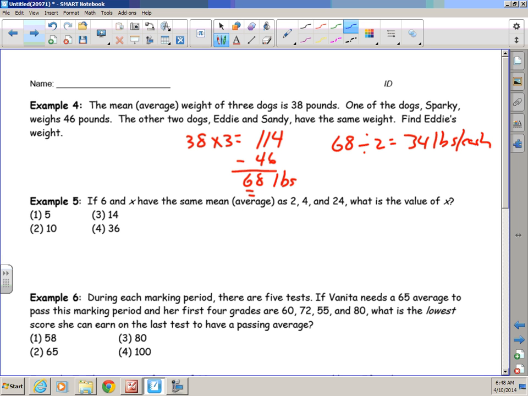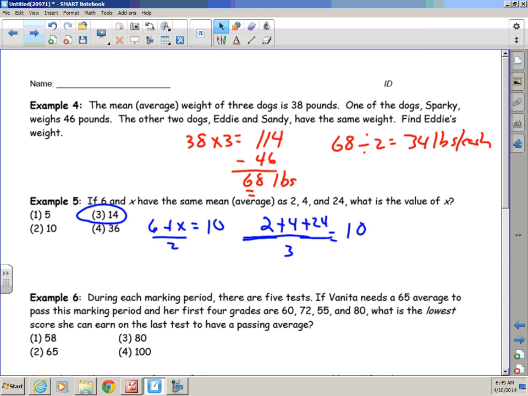Okay? If 6 and x have the same mean as 2, 4, and 24, what is the value of x? Well, what's the mean of 2, 4, and 24? You add them up. It's 30 divided by 3, so that's 10. So 6 plus x, divided by 2, has to have an average of 10. And you find that x is 14. Okay.